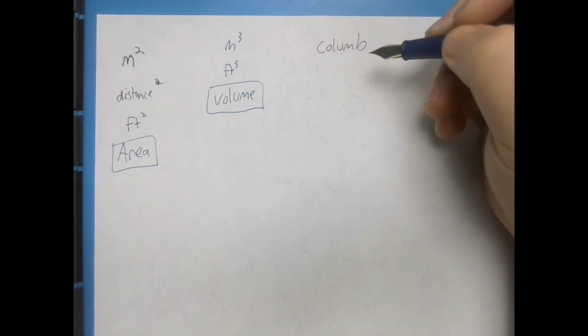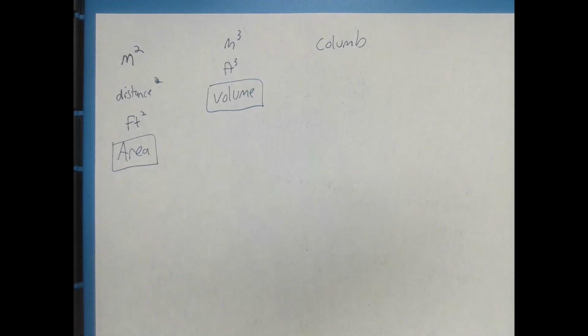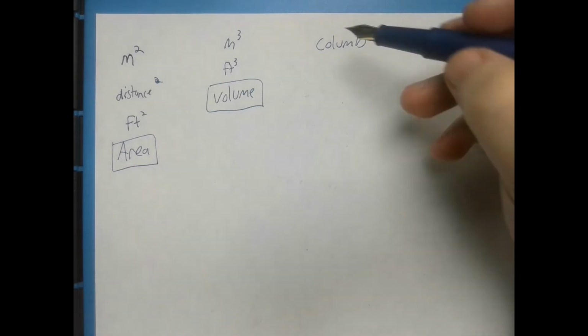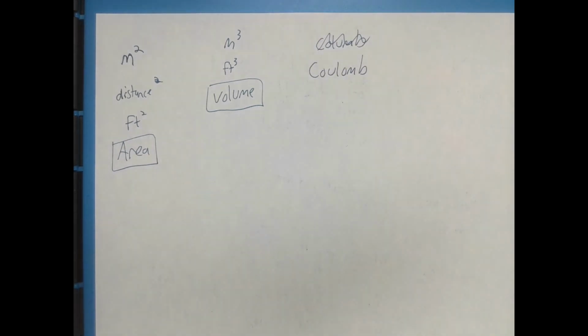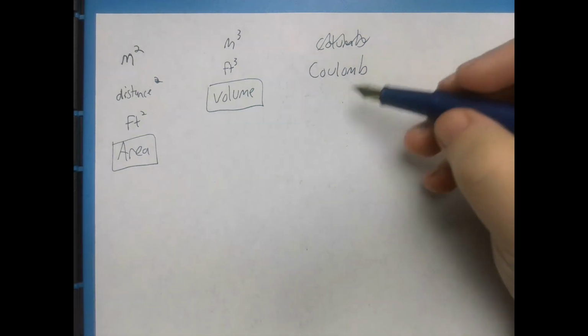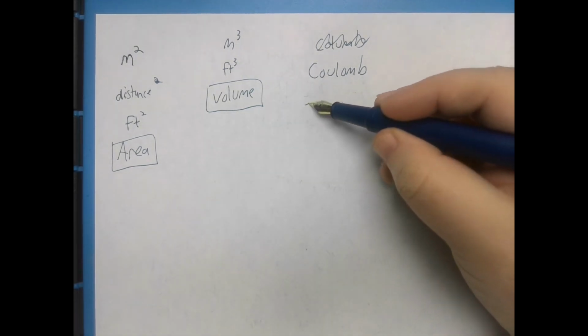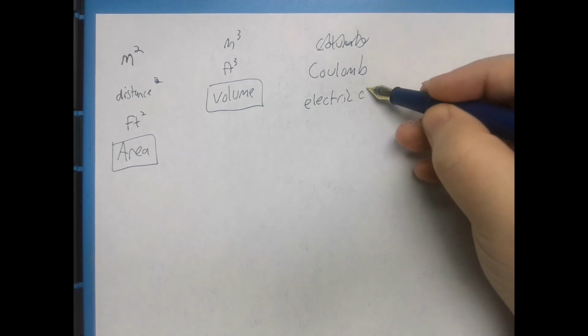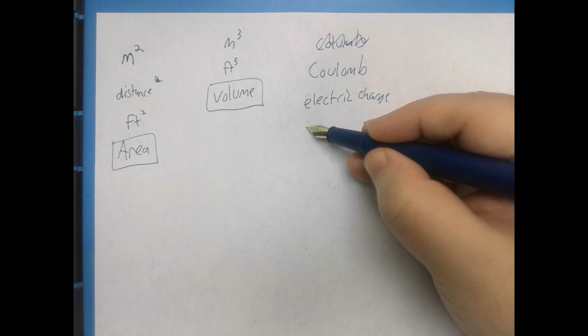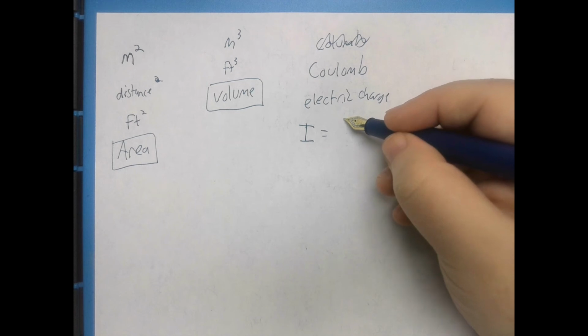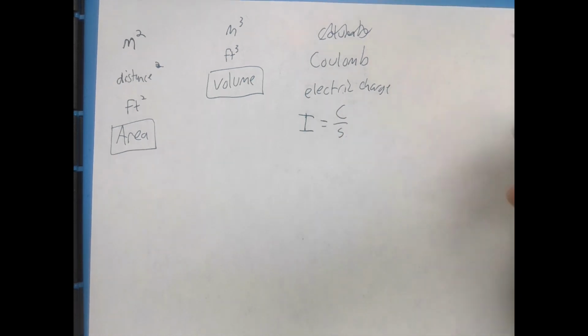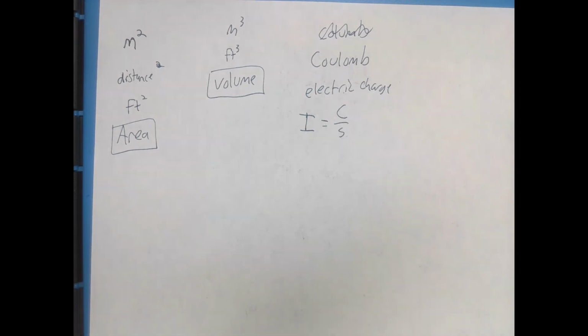Coulomb. It's electric charge. Actually, current is equal to coulombs per second. The amount of charge that passes by per second.